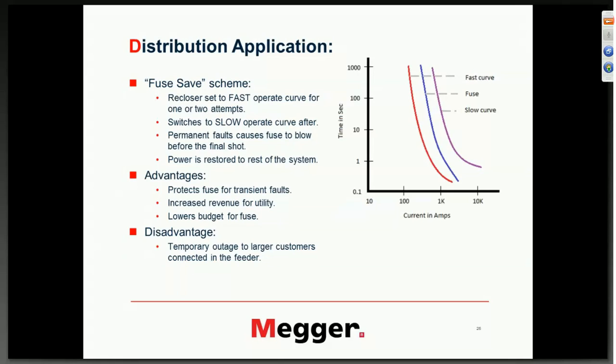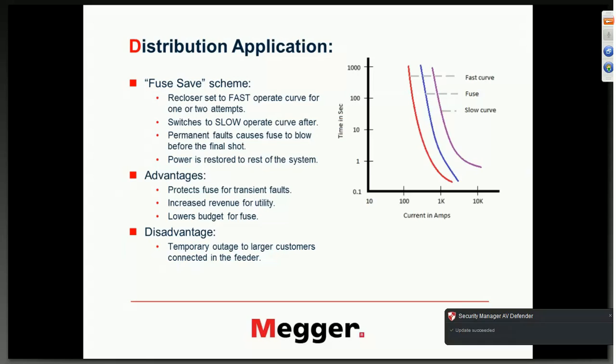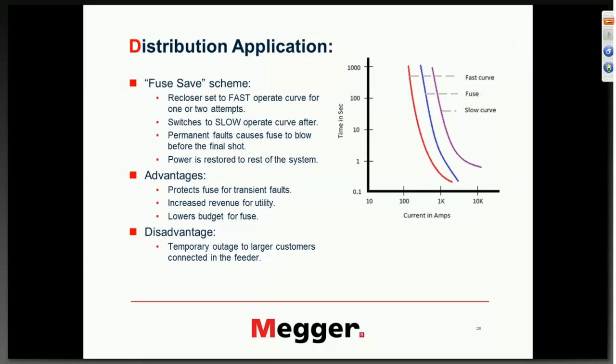One more advantage of using a fuse save scheme is that you increase the revenue for the utility, because you're supplying your load. In other words, your meter is running most of the time. Your auto recloser will make sure the circuit breaker is closed after a short time delay, and then you're supplying your load. So from the utility perspective, there is less downtime, and you'll be supplying your customers for more time. It's more money for you.